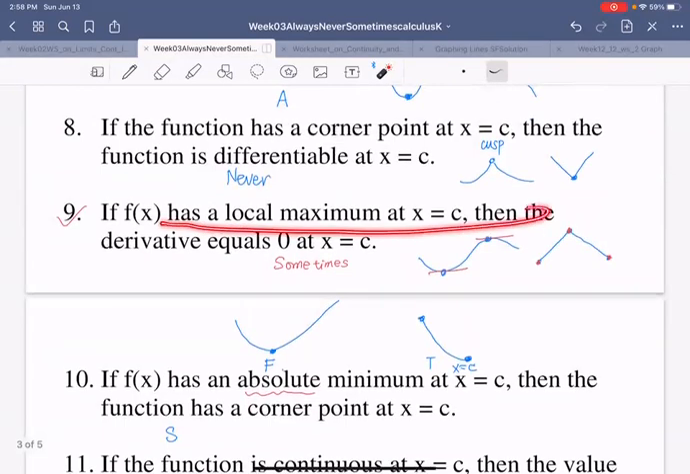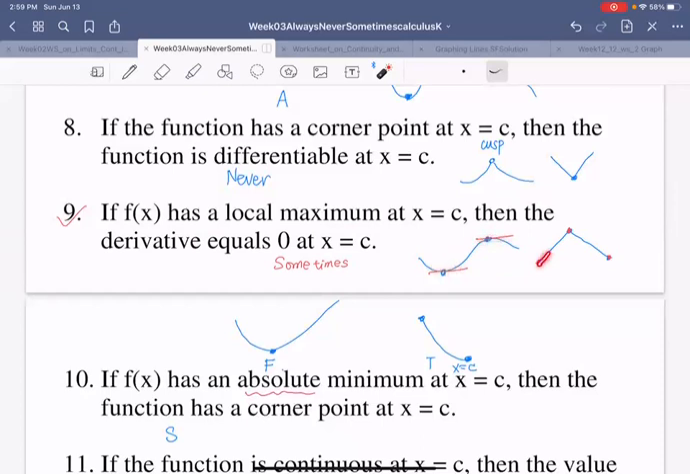Same for here. If f(x) has a local maximum at x equals c, then the derivative equals 0 at x equals c. So you have a graph like that with a local maximum. For this one, yes. When you have this point here, the derivative equals 0. This goes to a minimum, this goes to a maximum. The derivative here is 0, here 0.